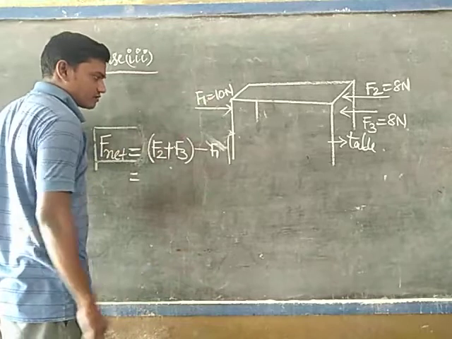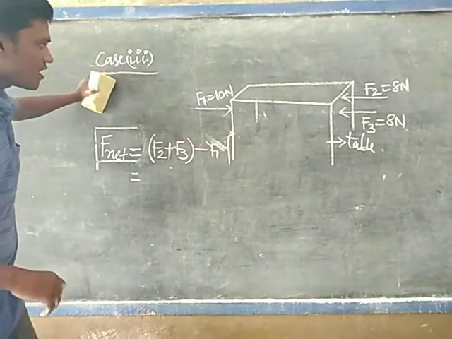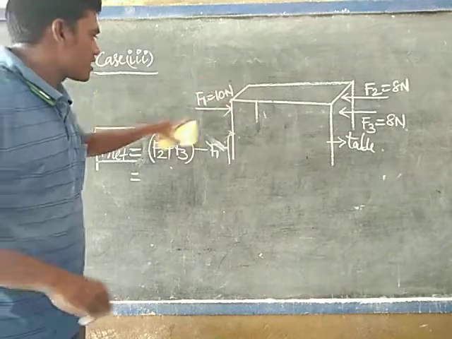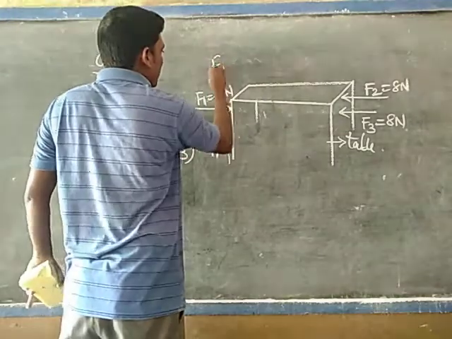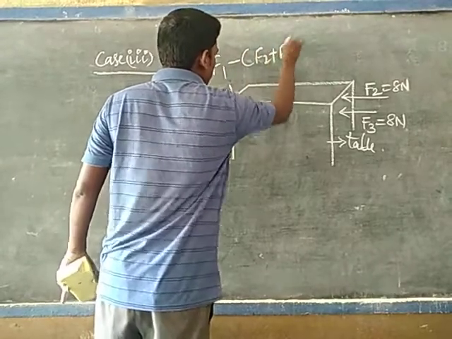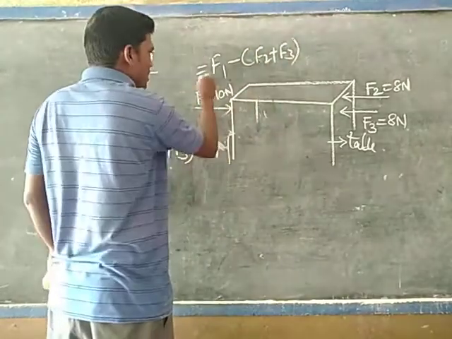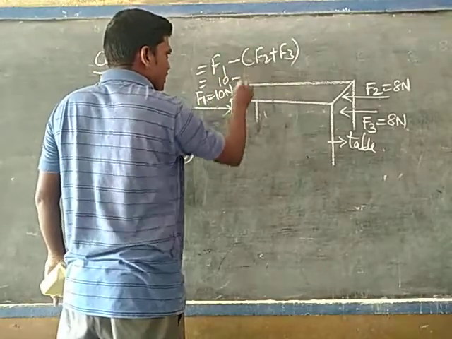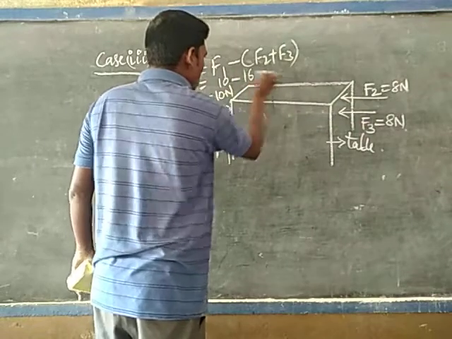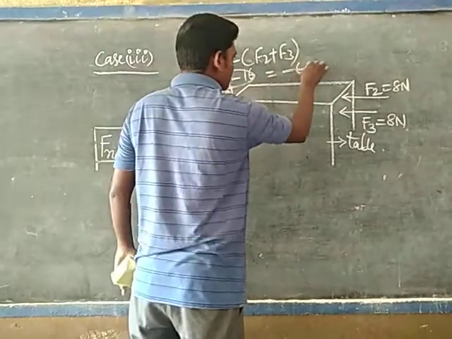Generally, we cannot take F1 minus F2 plus F3 like this. What is the F1 value? 10. What is F2 plus F3? 8 plus 8 is 16. Then what is the net force? Minus 6 Newton.